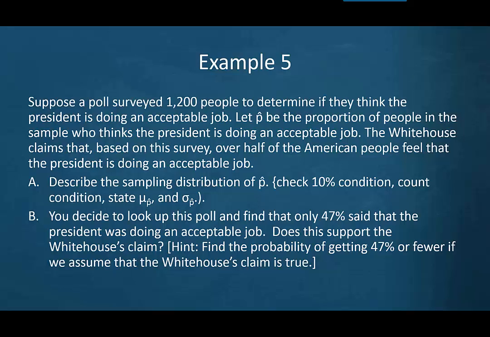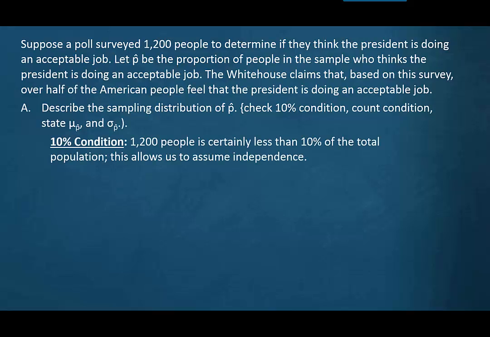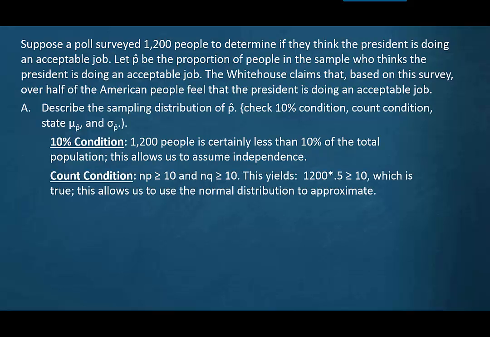We're going to check the 10% condition and the count condition, and state the mean and the standard deviation of the sampling distribution. So the 10% condition: 1,200 people is certainly less than 10% of the total population. The count condition: n times p and n times q both have to be greater than or equal to 10. We get 1,200 times 0.5, which is certainly bigger than 10. This allows us to use the normal distribution to approximate.